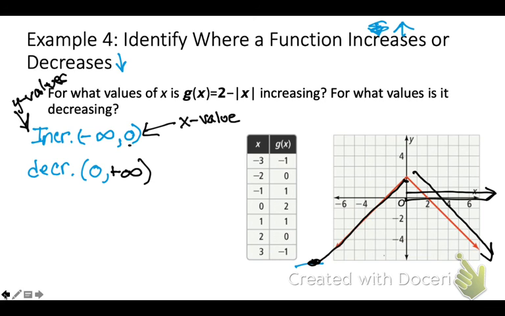From 0 to positive infinity, it's going where? Down. Wait, why? Okay, I think you're just kind of overthinking it.